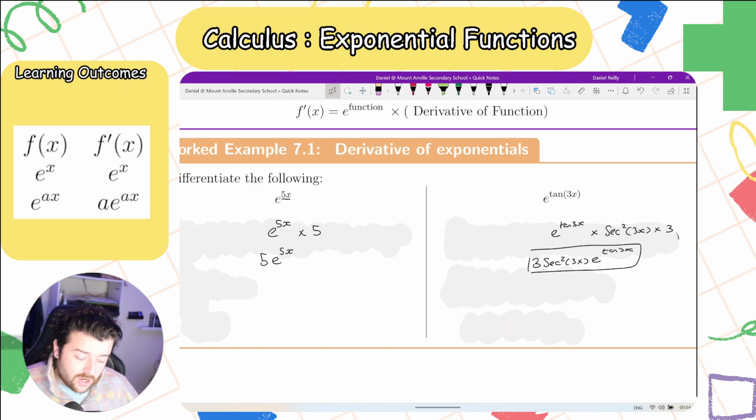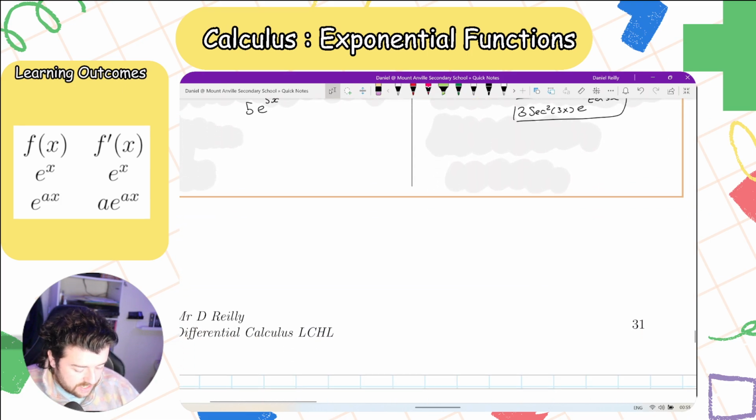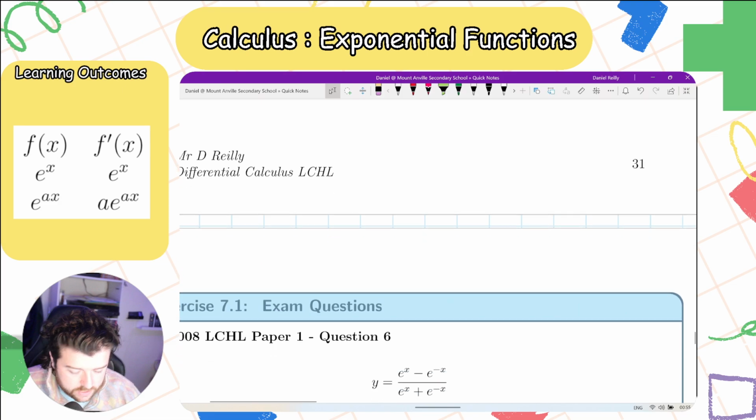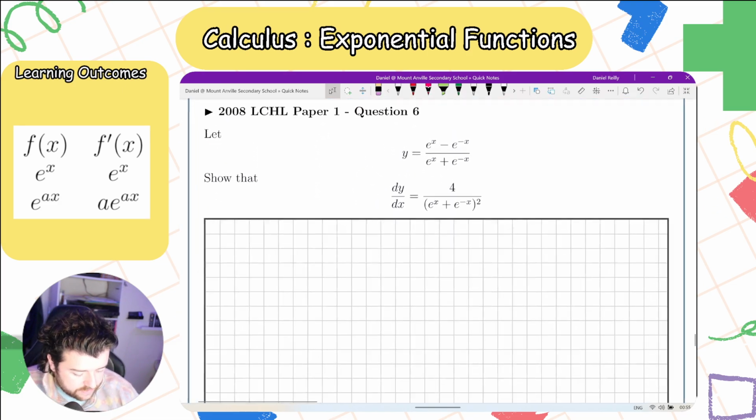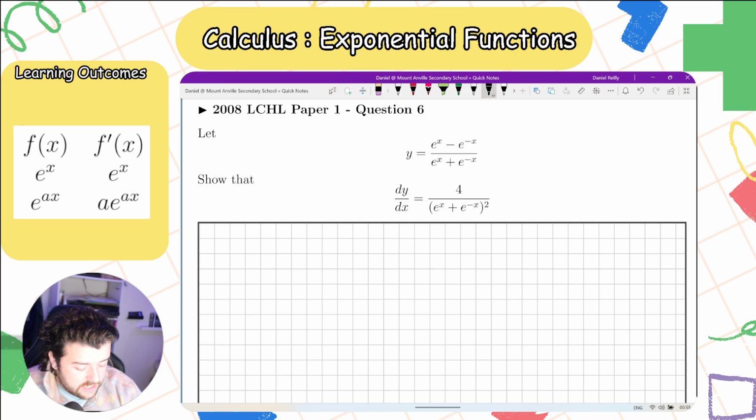So we are going to look at some not so easy examples, some trickier examples that came up. In 2008, we have the function y is equal to e to the x minus e to the power of minus x, all over e to the x plus e to the power of minus x. We need to show that the derivative is 4 over (e to the x plus e to the minus x) squared.